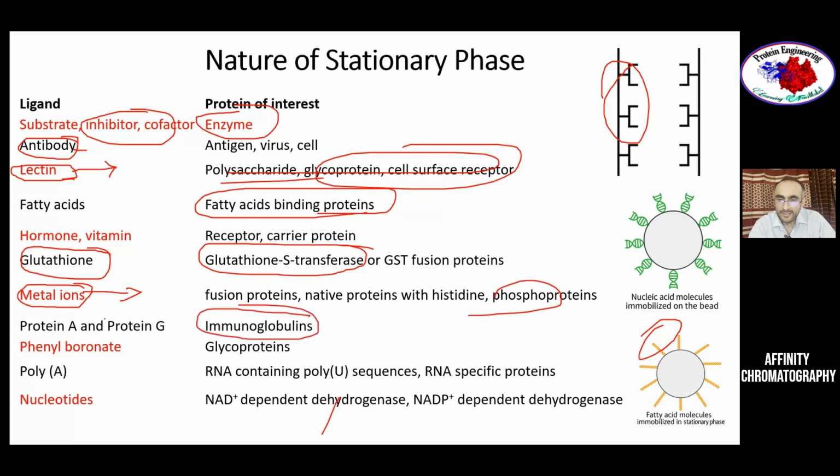In order to purify antibodies, protein A and protein G are used in the stationary phase. Protein A and protein G are bacterial proteins which bind to the Fc region of antibodies. So if you want to purify antibody, the affinity column must have either protein A or protein G immobilized in the stationary phase. Similarly, phenyl boronate is used for glycoprotein purification. Poly A tail can be used for purification of RNA containing poly-U sequence or RNA specific proteins. And nucleotides also can be immobilized in the stationary phase in order to purify nucleotide binding proteins.